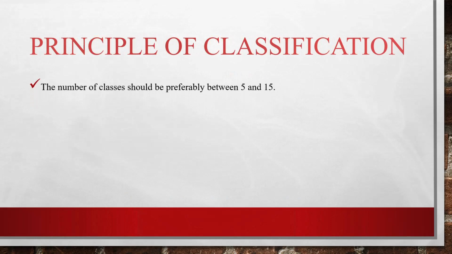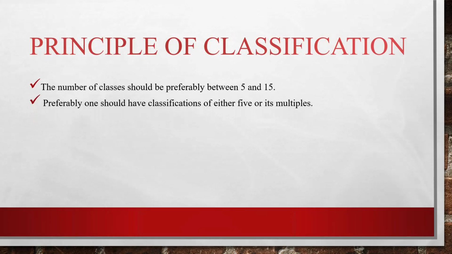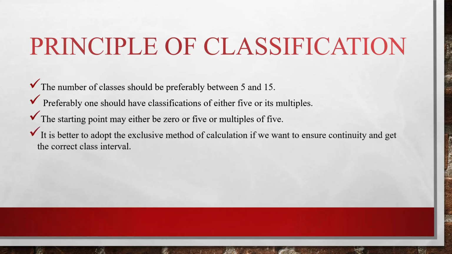Okay, saying about the principles of classification, as far as possible, the number of classes should be less, that is 5 to 15. Then it should be done in either 5 or in multiples of 5. The starting point may either be 0 or 5 or multiples of 5. That is, while classifying, we can use 5 or the multiples of 5 or 0.